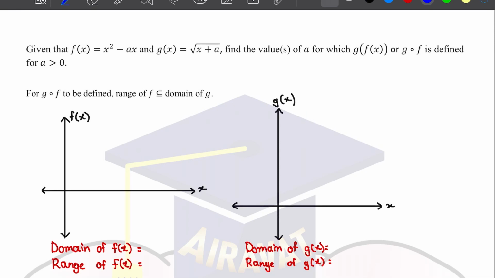Hello everyone. Today I will be going through this composite function question, which appears to confuse or trick most VCE students. So I thought I might just briefly go over it. Alright, so what does the question say?